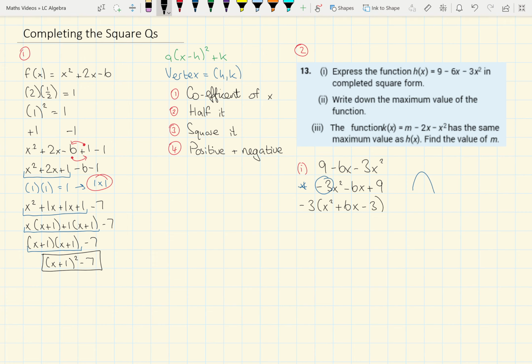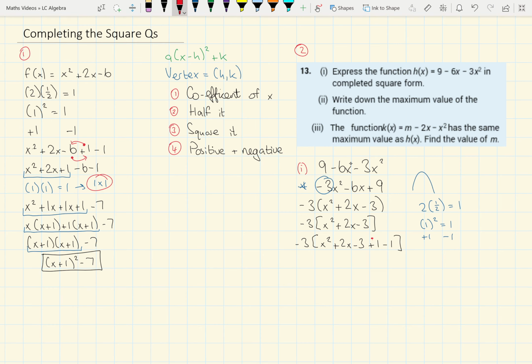And now what I'm going to do is apply our completed square approach. So I'll use square brackets to keep the minus 3 isolated. My coefficient of x then, x squared plus 2x minus 3. So my coefficient over to the side here is 2. Half of 2 is 1. We square 1, we get 1, and we'll have plus 1 and minus 1. So I'm going to write minus 3 times x squared plus 2x minus 3 plus 1 and minus 1.